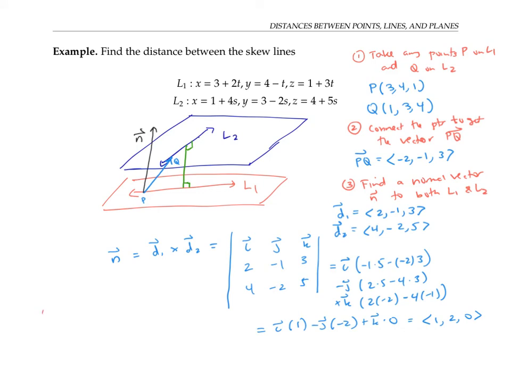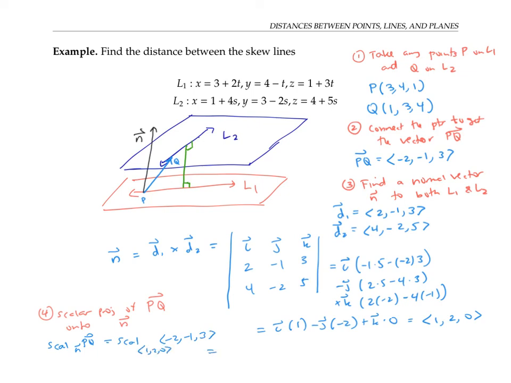Now I'm ready to do the scalar projection of my PQ, just any old vector between 2 points, onto this normal vector that's perpendicular to both L1 and L2. That'll give us the perpendicular component of PQ, which will be exactly the distance between the two lines, and also the distance between the two parallel planes that contain the two lines. So let me calculate the scalar projection of PQ, which is -2, -1, 3, onto n, which is 1, 2, 0.